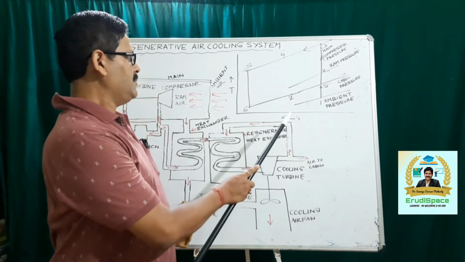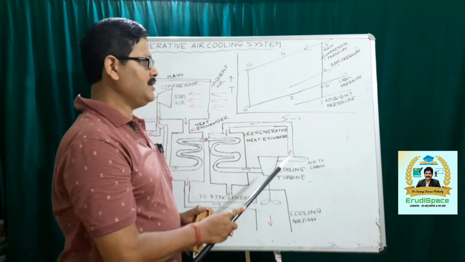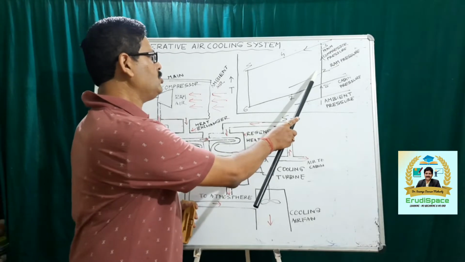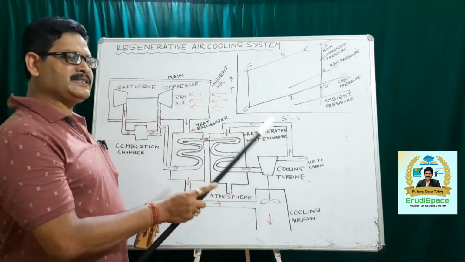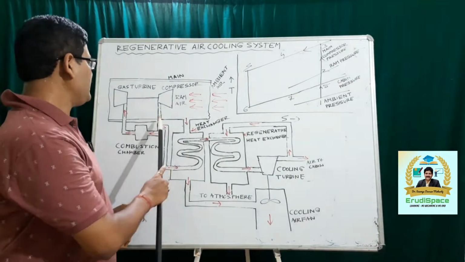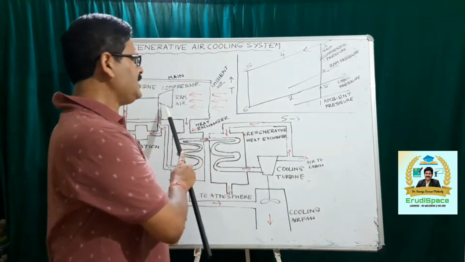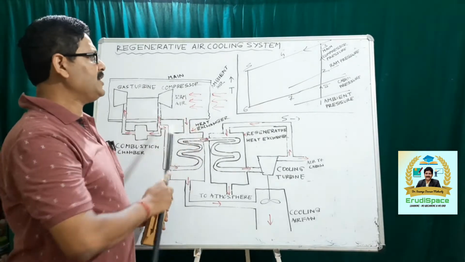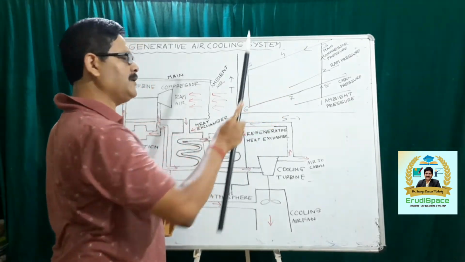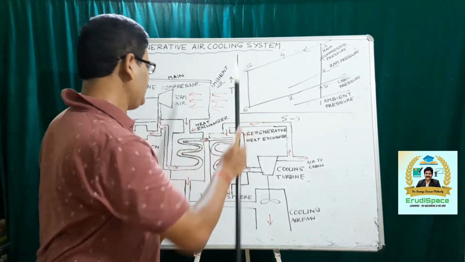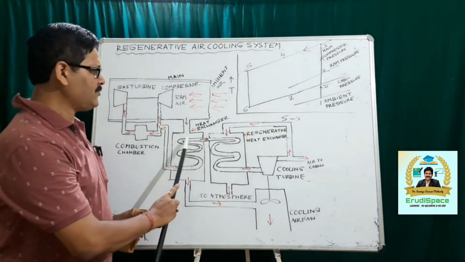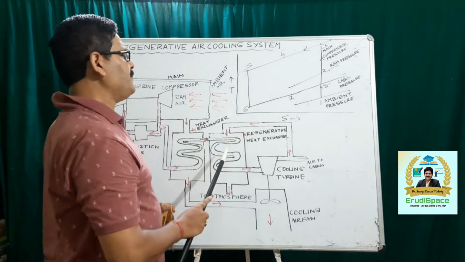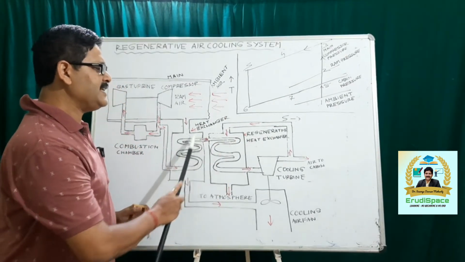So first process is the ram compression, and that is taking place in the diffuser. 2-3 represents the compression that is taking place in the main compressor, and here some amount of work is spent upon the system for the compression to take place, and 3-4 actually represents the cooling of the air in the heat exchanger, that is the first heat exchanger, and 4-5 represents the cooling that is taking place in the regenerative heat exchanger.